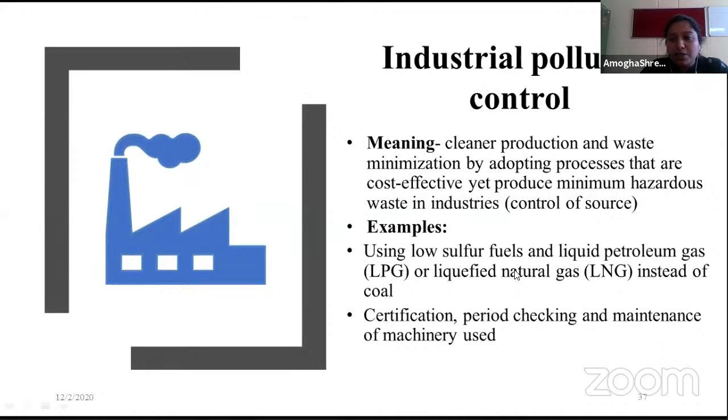Then industrial pollution control. This means cleaner production and waste minimization by adopting processes that are cost effective yet produce minimum hazardous waste in industries. For example, using low sulfur fuels and using LPG and LNG instead of using coal. And even certification of machineries and periodic checking and maintenance of machines used there.